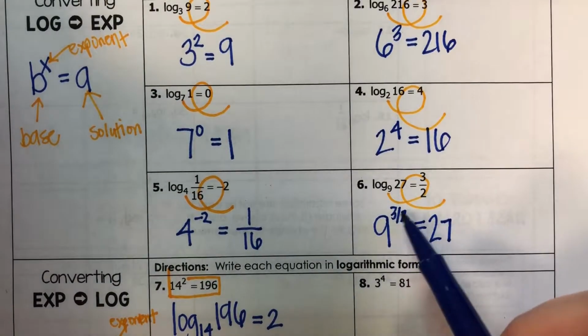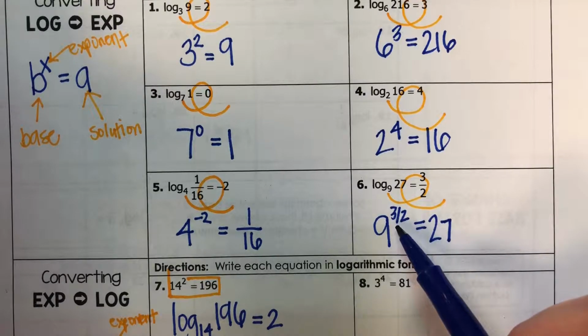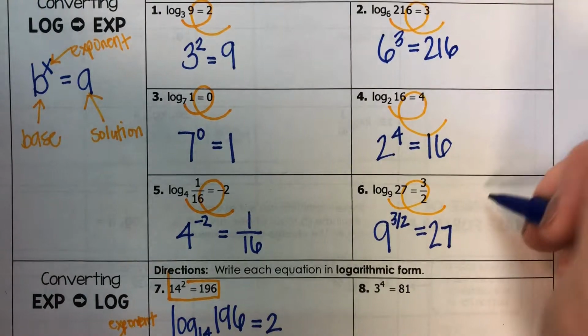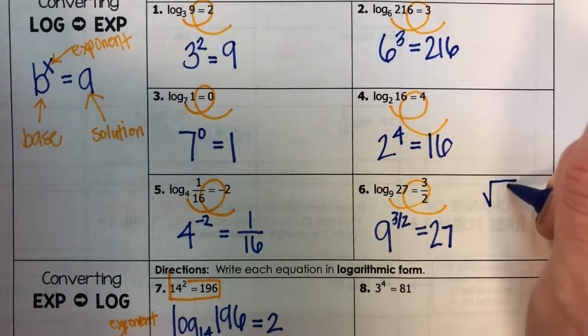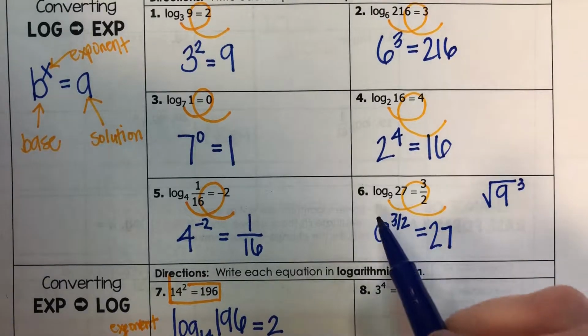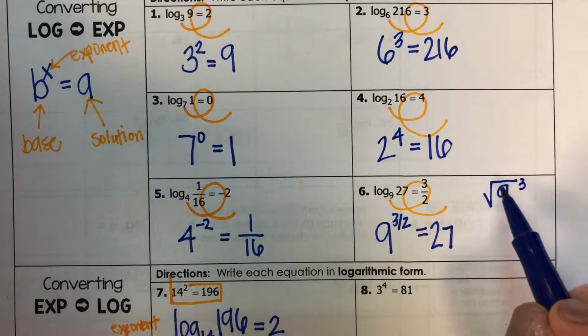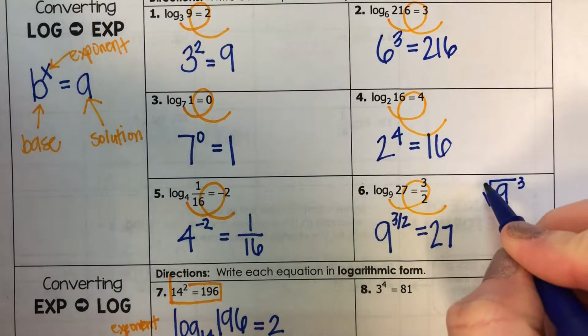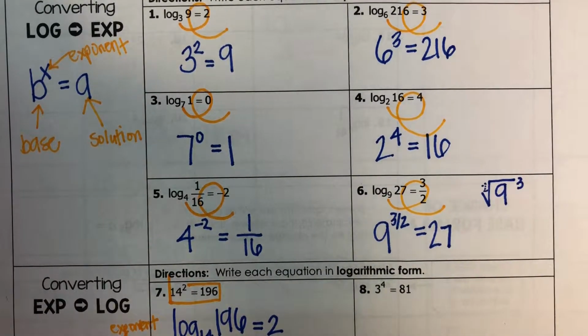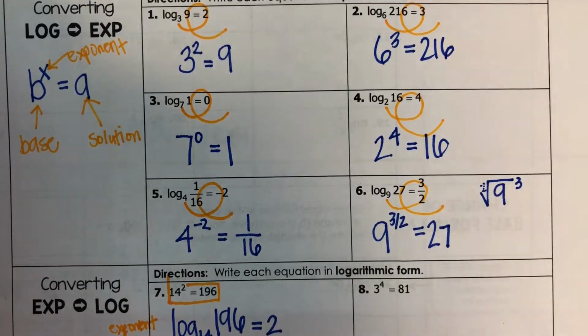Okay, now also, just to review from the beginning of this semester, if I raise something to the 3/2 power, that's going to be the same thing as taking the square root, because the denominator comes around and it's the index. It's unwritten right here. And this 3 remains as the exponent.